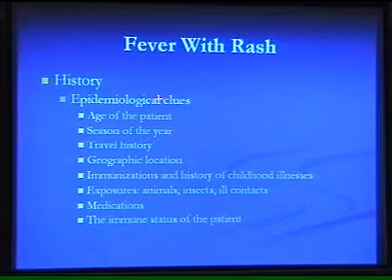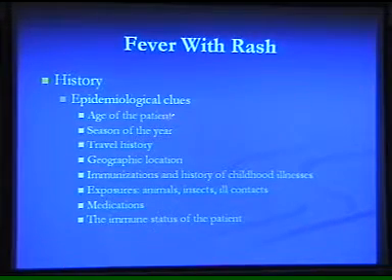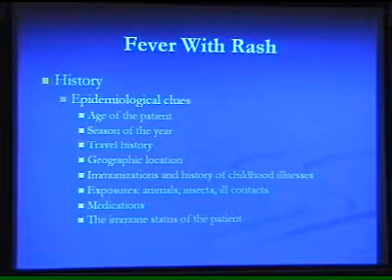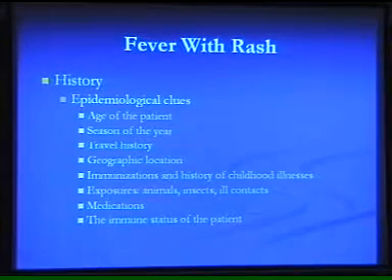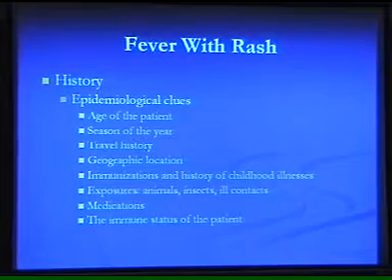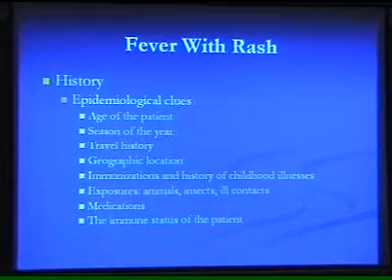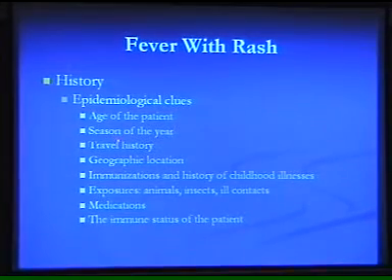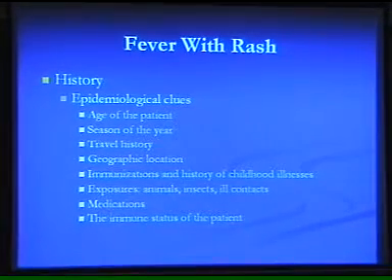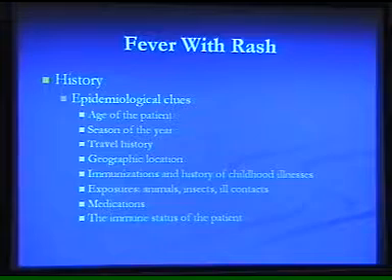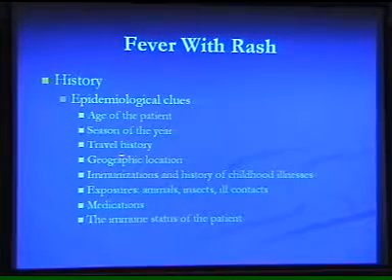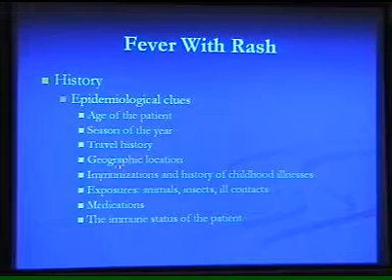And these are the epidemiological clues that might help. For example, some diseases are common in childhood, like viral exanthems, measles, rubella, etc. Season of the year: some diseases are more common in winter, like meningococcemia, parvovirus. Some infections are more common in summer, like enteroviruses. Measles, rubella more in spring season. Travel history, geographically, diseases are endemic.